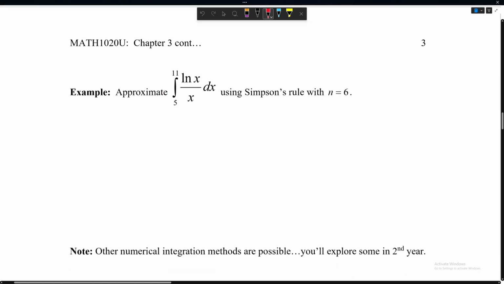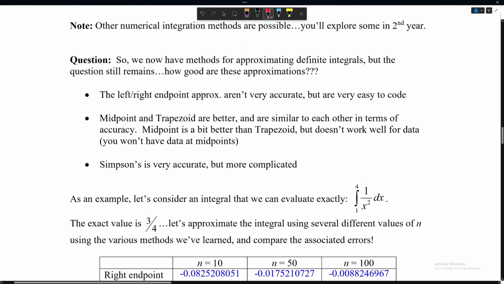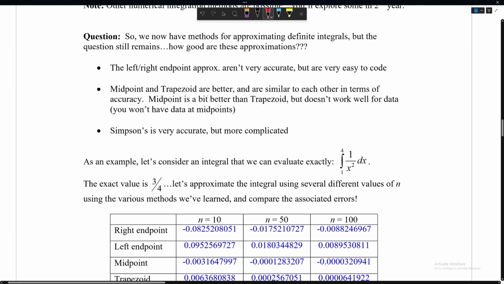All right, approximate using Simpson's rule. I'm going to leave this to you guys. The lecture is up with the notes, annotated. So it's just the same steps as earlier. The change in x is the same: your 11 minus 5 divided by your 6 n's. You plug everything in.